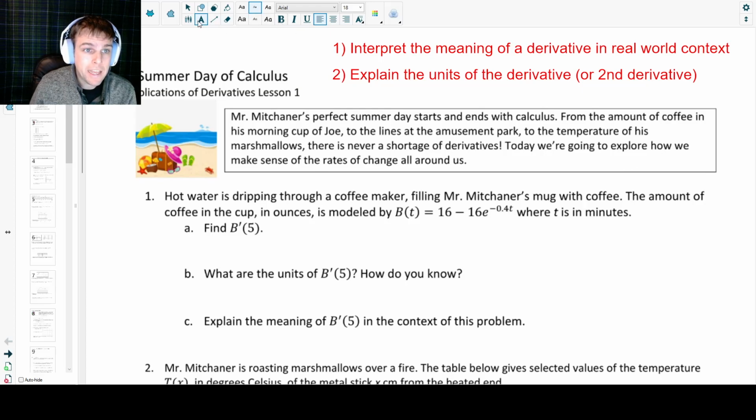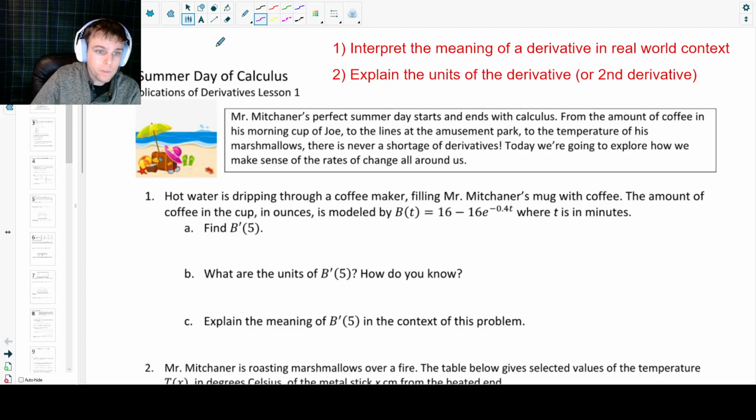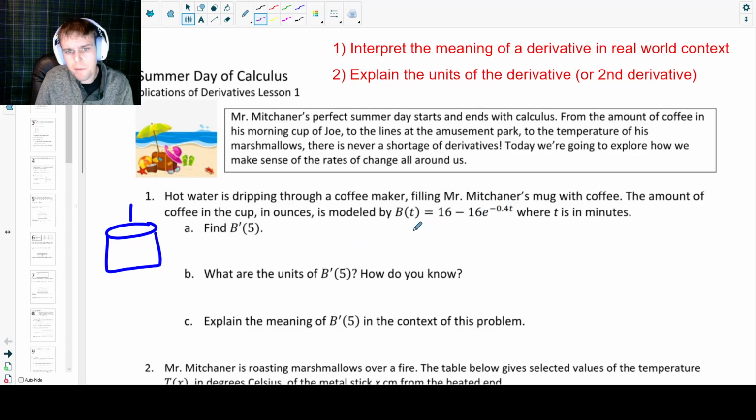I'm going to be moving on to question number 1. Hot water is dripping through a coffee maker, filling Mr. Michener's mug with coffee. The amount of coffee in the cup in ounces is modeled by this function, where t is in minutes. So we have a mug of coffee that's being filled up, and the output of this function is measuring how much coffee is in there at a particular time in minutes.